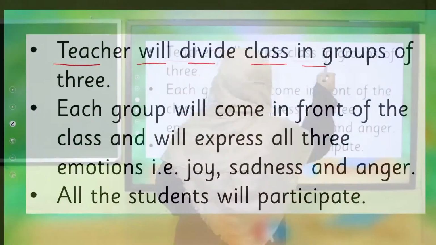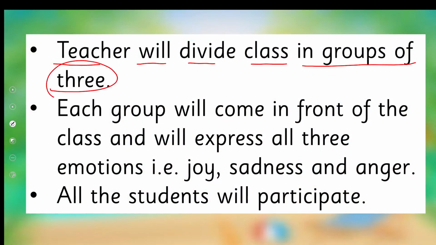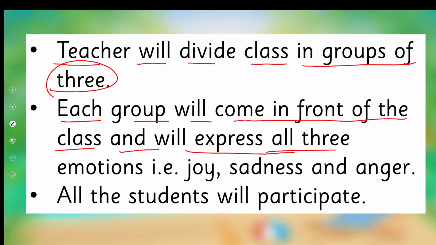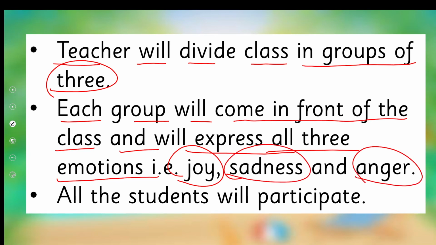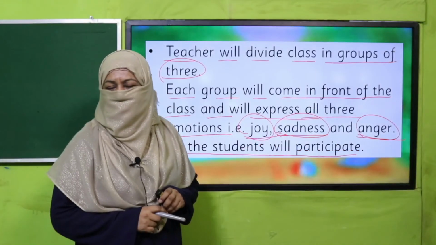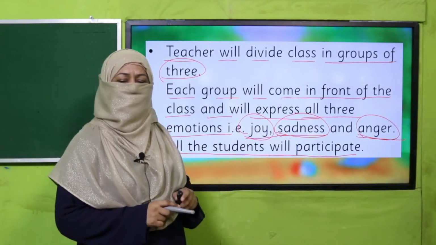Teacher will divide the class in groups of 3. Each group will come in front of the class and express all 3 emotions: joy, sadness, and anger. Means one student may express joy, another sadness, and the third one anger. All the students will participate. Okay, so how you are going to express your emotion, this is your turn. Pause the video, enjoy the activity, and then come back.